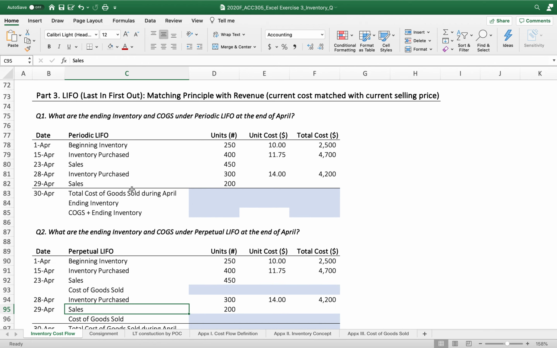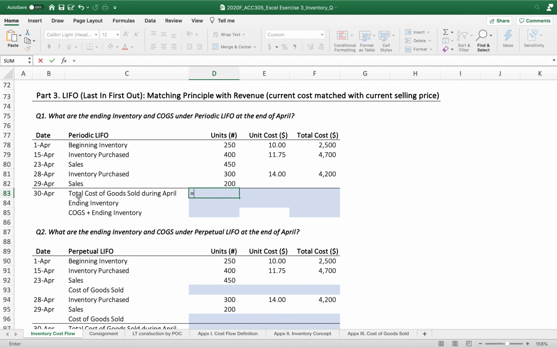what are the ending inventory and cost of goods sold under the periodic LIFO? So LIFO means we assume that our very similar inventory purchased at different times. We consider the first inventory out is the last in. Last purchased inventory is the first sold out. Okay? So total cost of goods sold on the periodic, we just sum up these two sales amounts, 650. Got it?